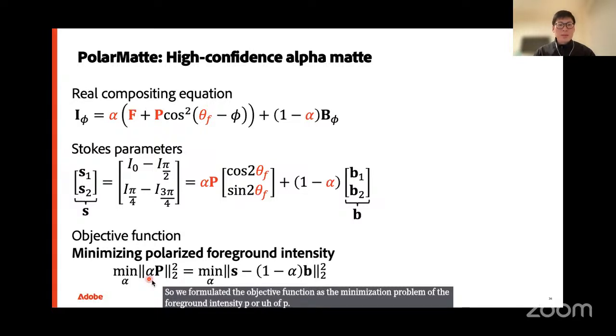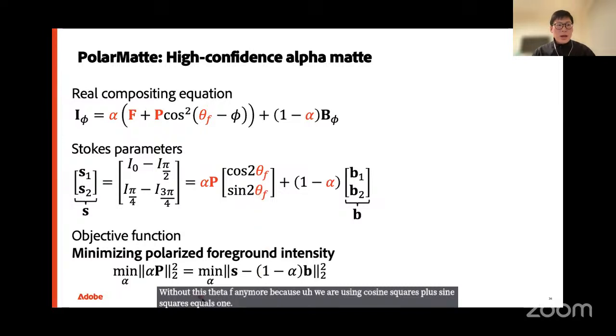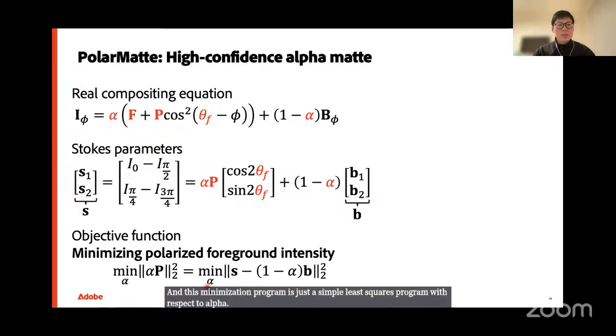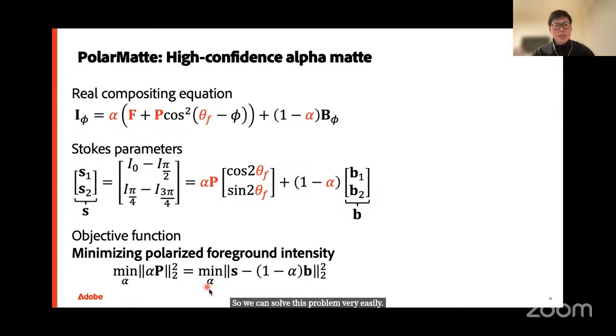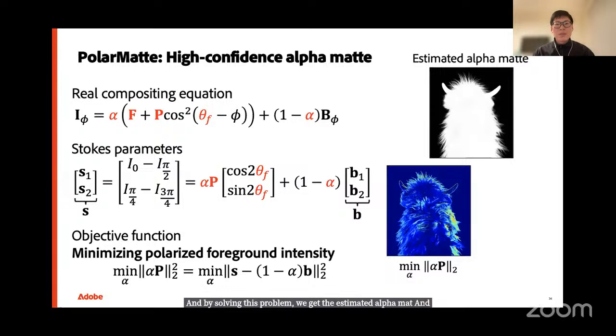And this minimization problem can be written in this beautiful form without this theta f anymore, because we are using cosine squared plus sine squared equals 1. And this minimization problem is just a simple least squares problem with respect to alpha. So we can solve this problem very easily. And by solving this problem, we get the estimated alpha matte, and we get the minimized polarized foreground intensity alpha P as a residual of this least squares problem.